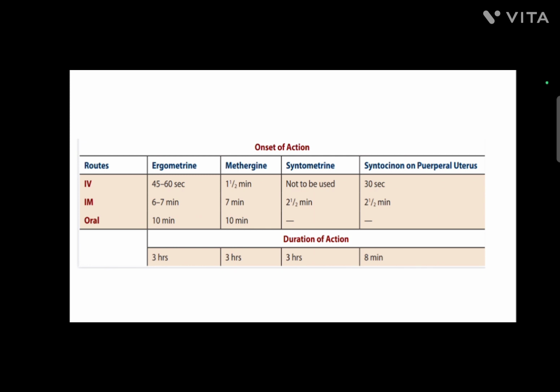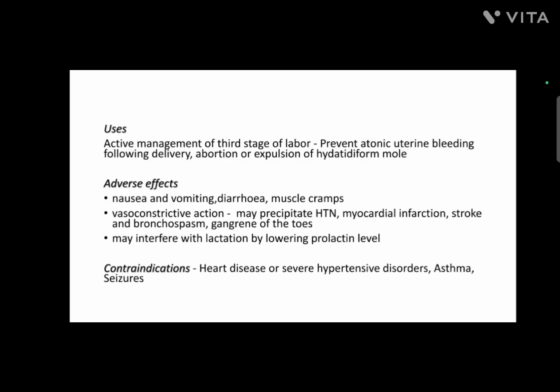If you compare ergometrin and methergin, they are almost similar. By IV route, ergometrin takes 1 minute and methergin takes 1.5 minutes. By IM route, it takes 7 minutes, and by oral route, 10 minutes. But the duration of action is 3 hours, and for sintometrin also it is 3 hours. With syntocin, the duration of action is just 8 minutes. When is it used?